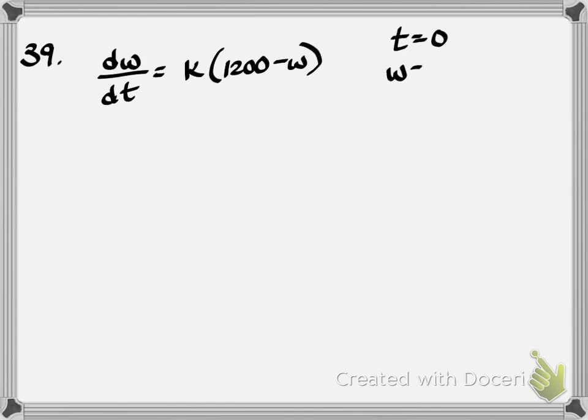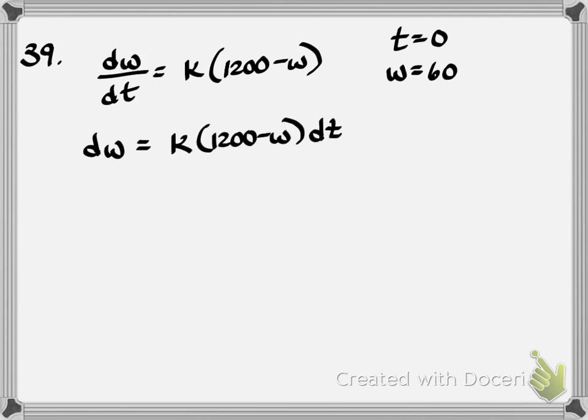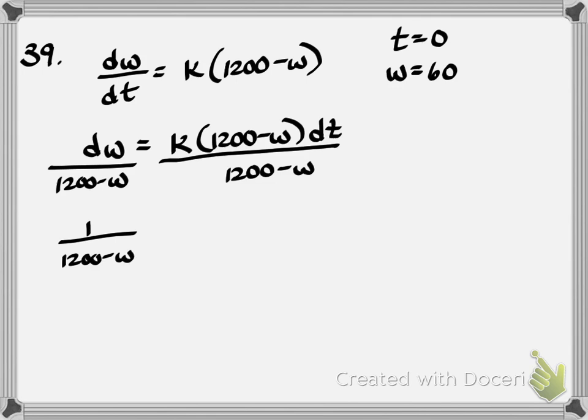Weight gain. A calf that weighs 60 pounds at birth gains weight at the rate dW/dt = k(1200 - w). So at t = 0, its weight is 60 pounds. All right, let's separate our variables. Let's multiply dt to the other side, and we want the w on the left, so let's divide by 1200 - w, since that's all grouped together. So that is 1/(1200 - w) dw = k dt.